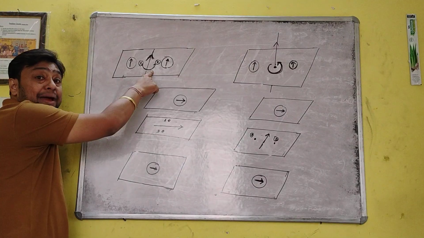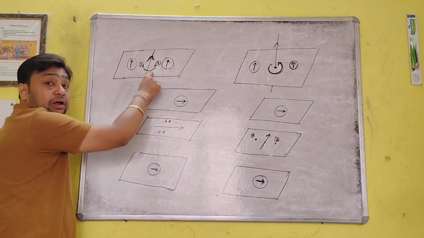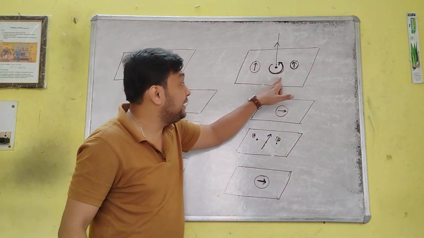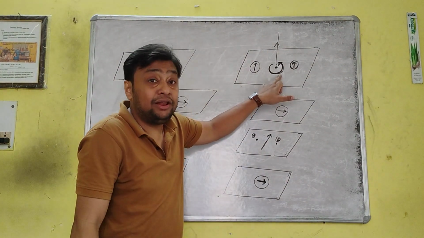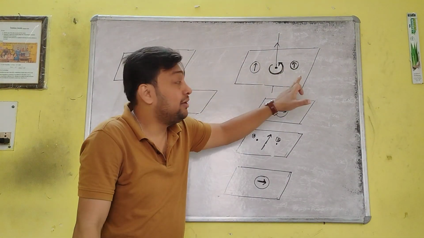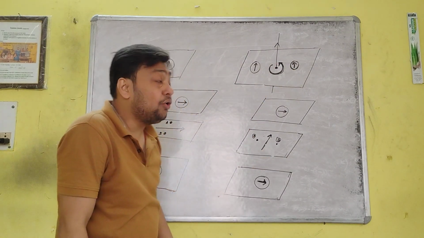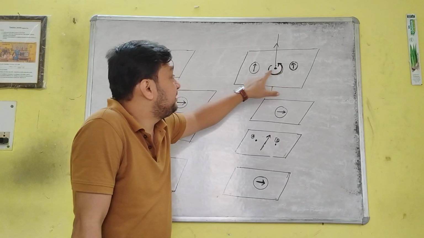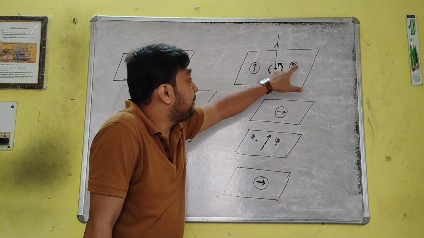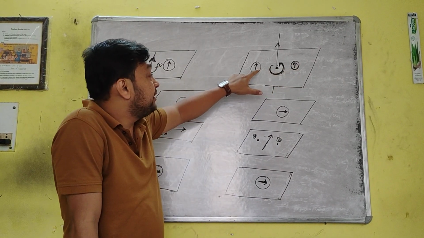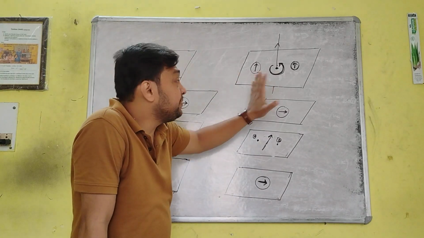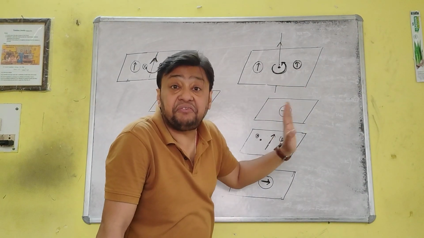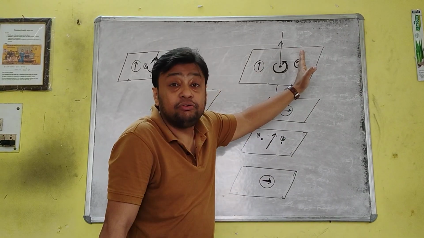What is the difference? Here the plane of the magnetic field was perpendicular to the plane of the needle. Here the plane of the magnetic field is parallel to the plane of the needle. In this case there will be deflection, whether the compass is on this side or this side. Now the point is in which direction the needle will deflect.